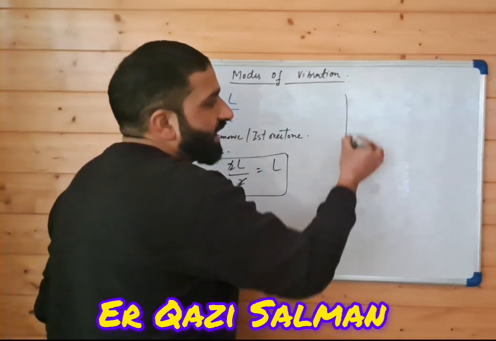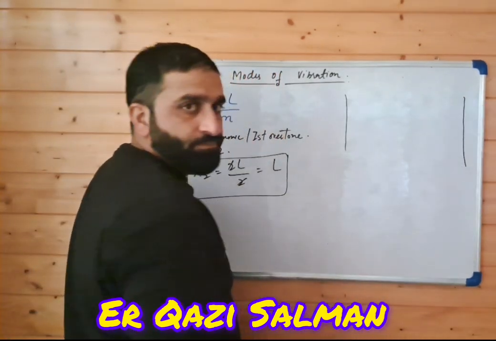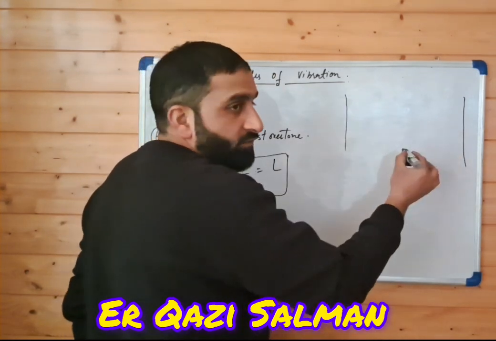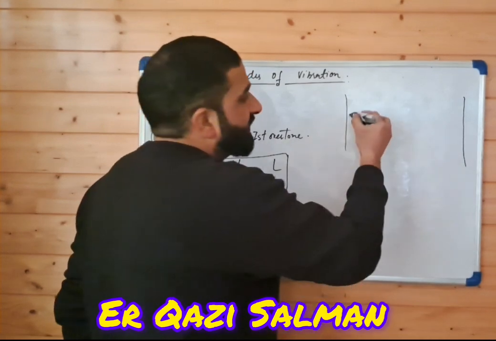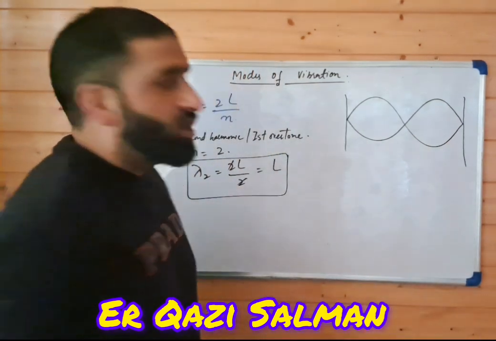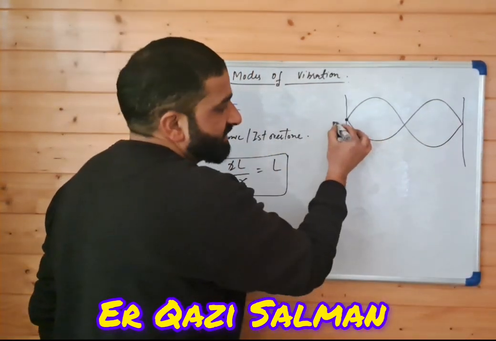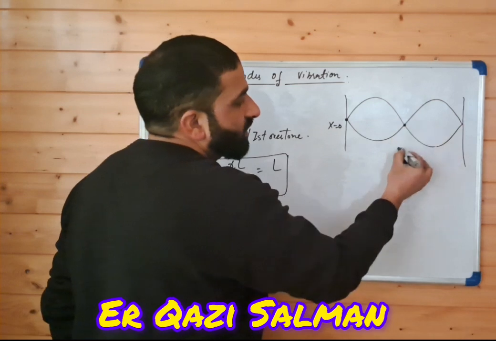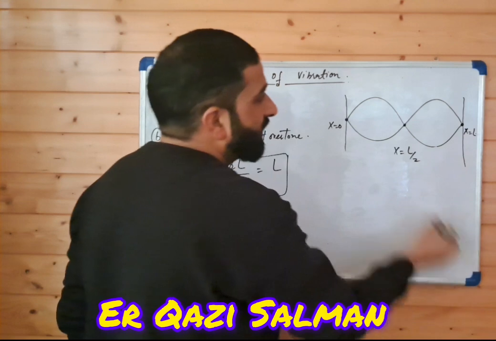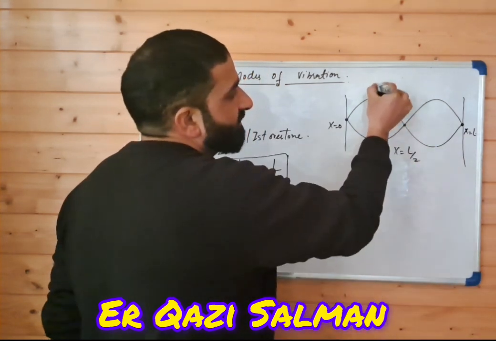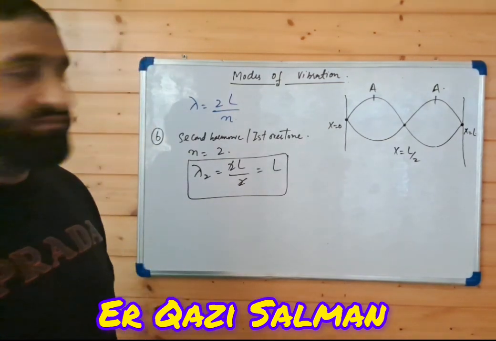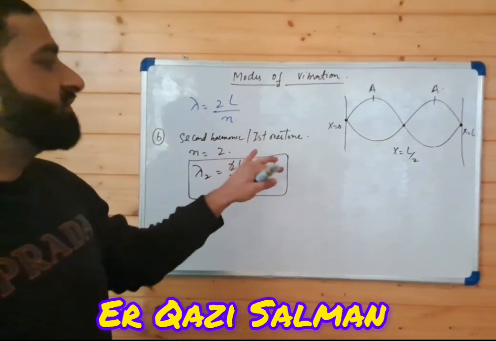That means when we have a string tied at both ends, there will be a full wavelength on that length. A standing wave will look like this. We have a node here at x equal to 0, a node here at x equal to L divided by 2, and a node here at x equal to L. In between the two nodes, we have an antinode, and between these two nodes, we have an antinode. This is the wavelength for the second harmonic or first overtone.